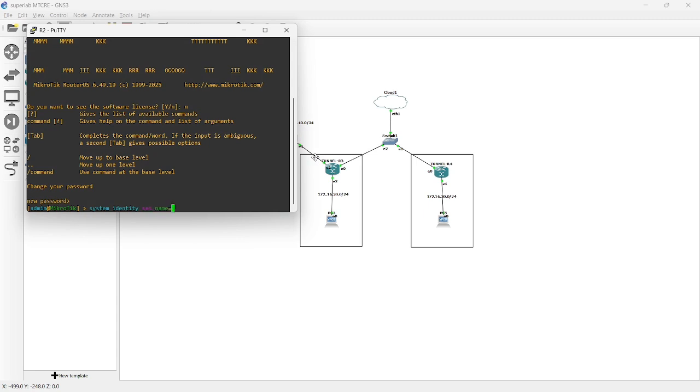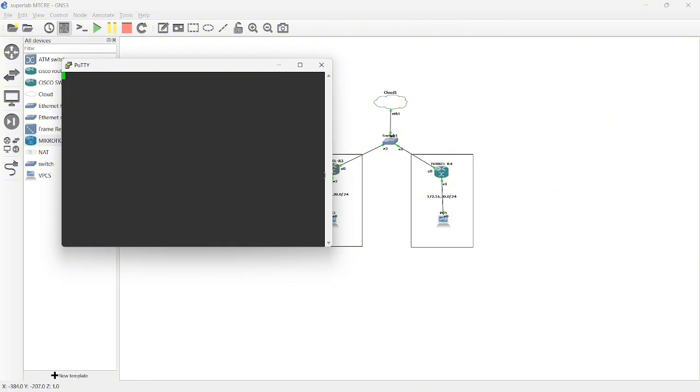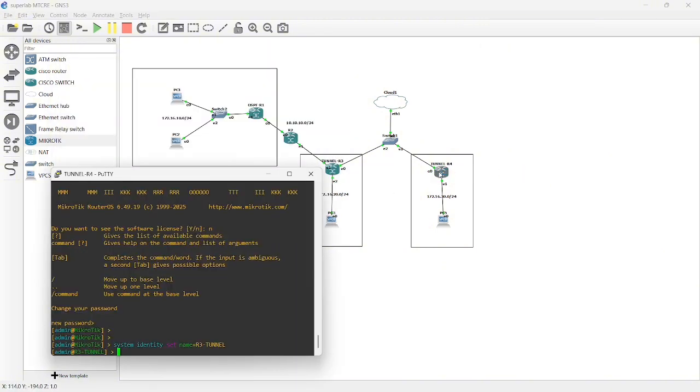I want to make a super lab in the material of MTCRE. I make the GRE tunnel and the routing OSPF and static. And I want to redistribute the static and OSPF. So let's start.